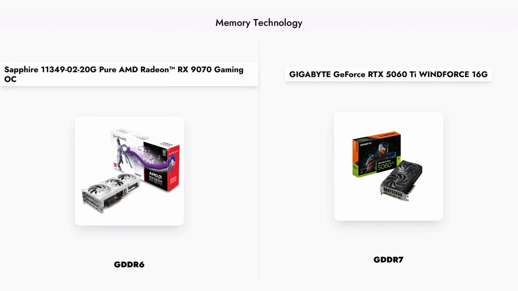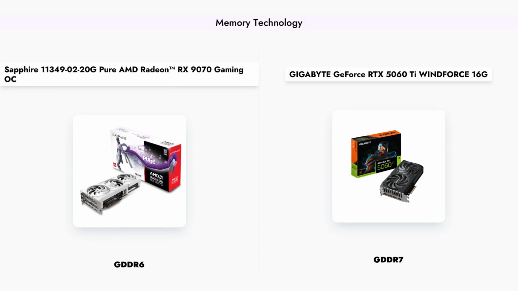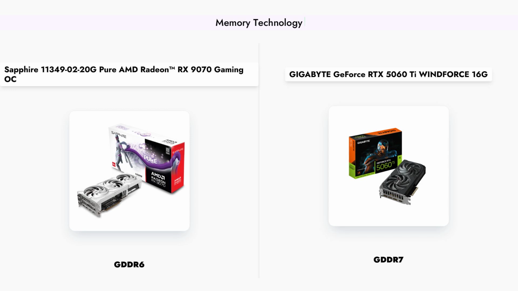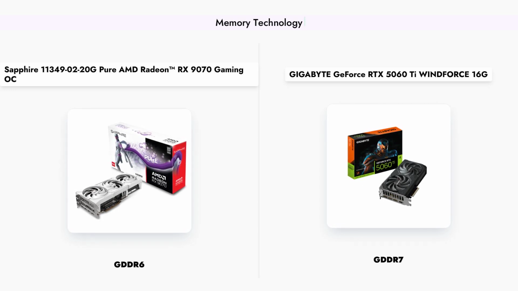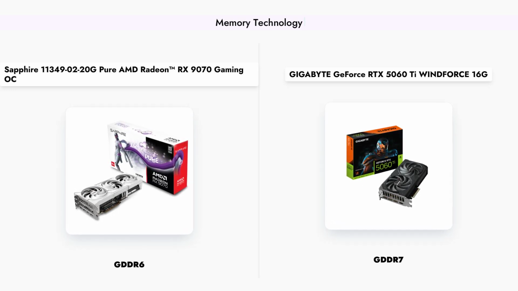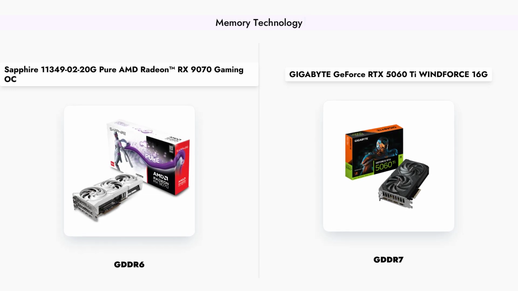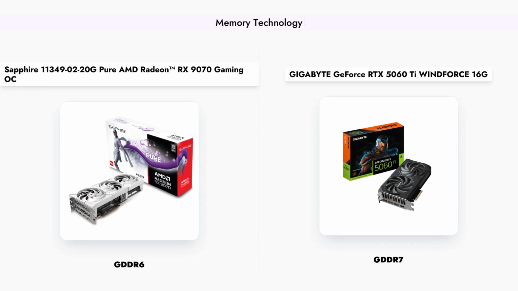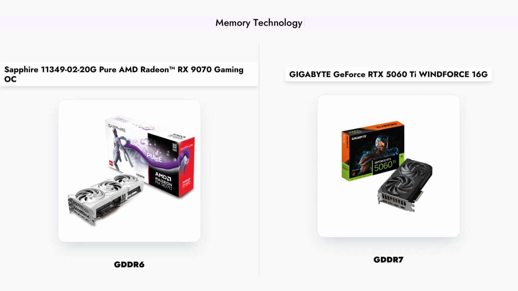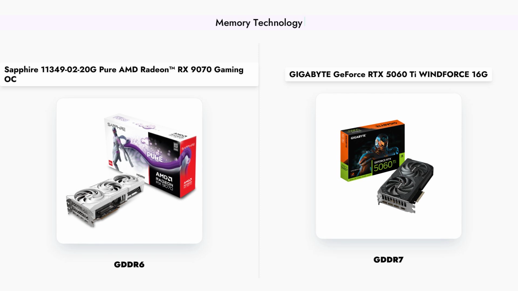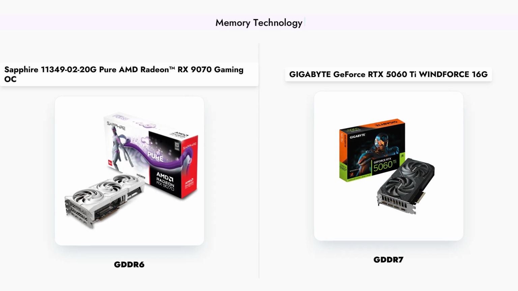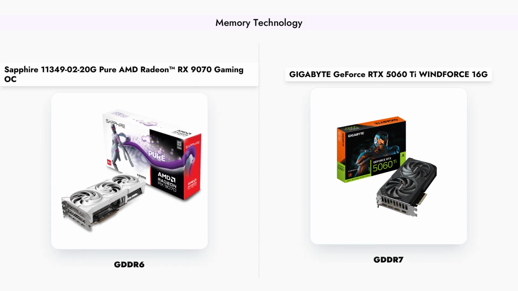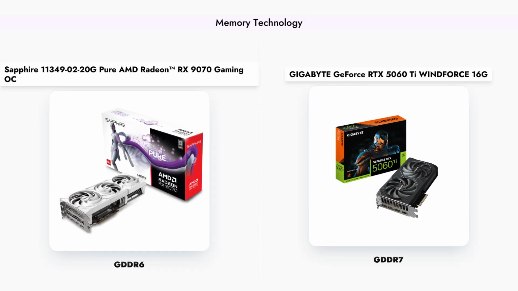Both graphics cards come equipped with 16 GB of VRAM, but they utilize different memory technologies. The Sapphire RX 9070 features GDDR6 memory, which, while still powerful, is an older standard compared to the GDDR7 memory found in the GIGABYTE RTX 5060 Ti. This newer memory technology allows for faster data transfer rates, potentially enhancing overall performance, especially in memory-intensive applications. Let's see how this impacts gaming performance in real-world scenarios.